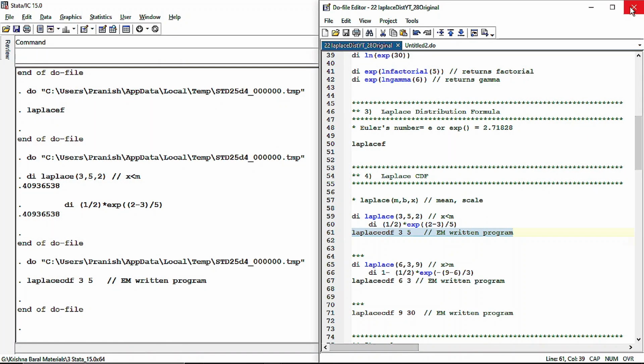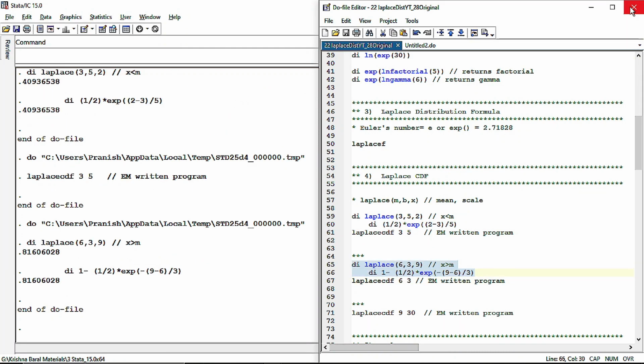Now let us see another example in which x is greater than m. Here x is 9 and the value of m is 6. In this case, we use the formula 1 minus 1 by 2 e to the power of minus (x minus m) divided by b. Let us see the value. The probability is nearly 82%. Let us check it.